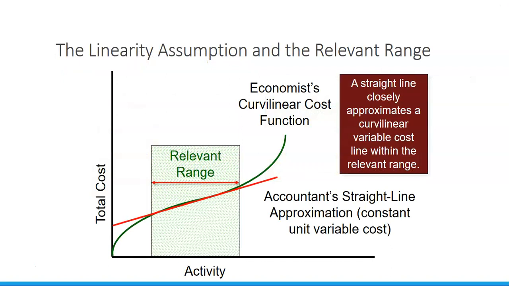All costs are linear. Accountants look at straight line costs or constant costs. There might be a curvilinear variable cost line that gets more into some mixed costs, but we're mostly going to be looking at straight line costs within our accounting information.